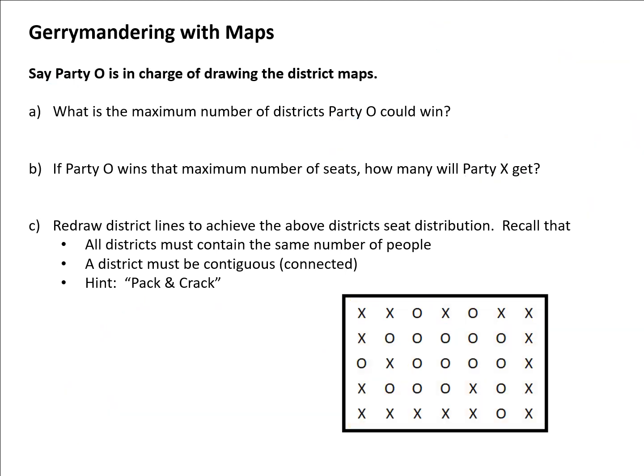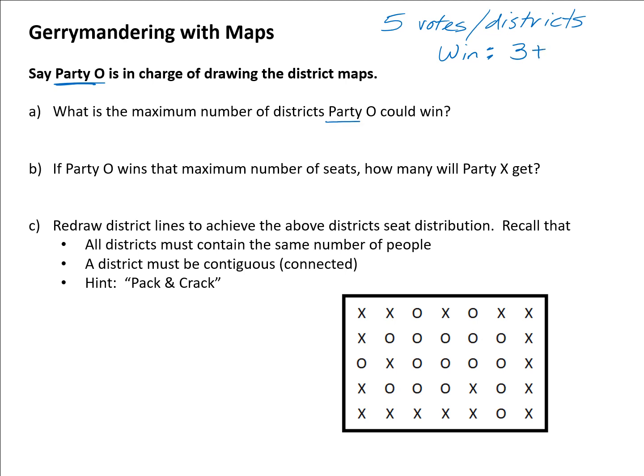All right, let's look at Party X now. Say Party X is in charge of drawing district maps. A little reminder, there are 5 voters per district. That means it takes 3 votes to win, or you could have more, 3 plus votes to win.